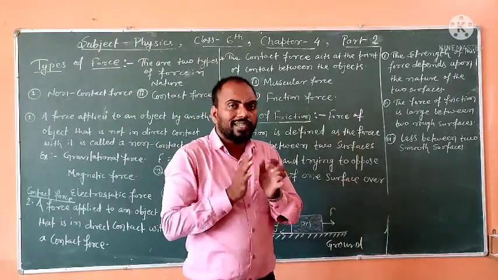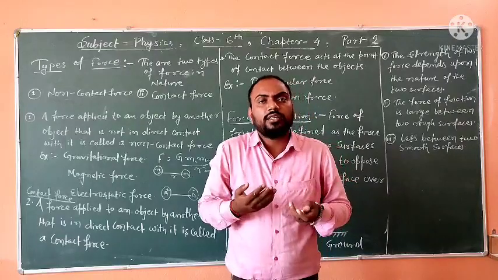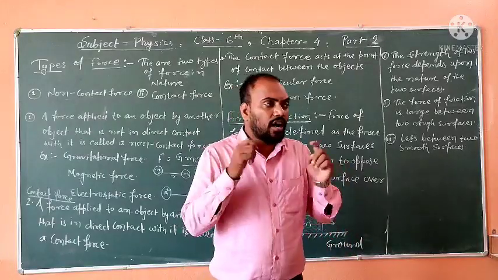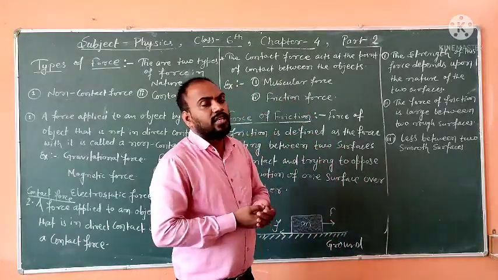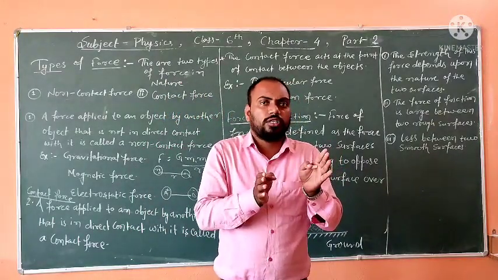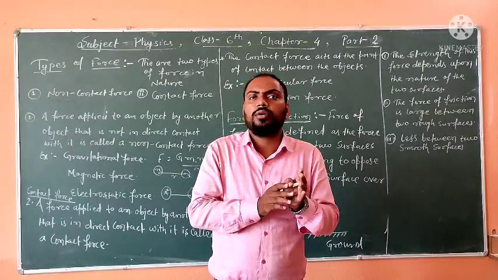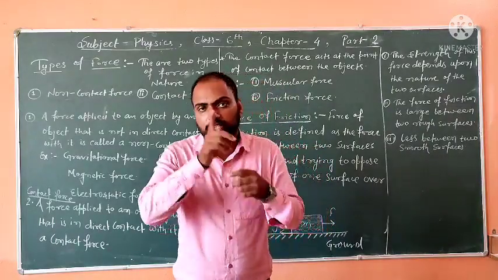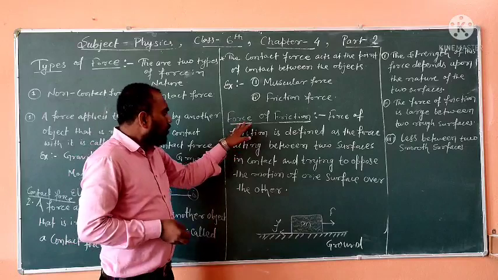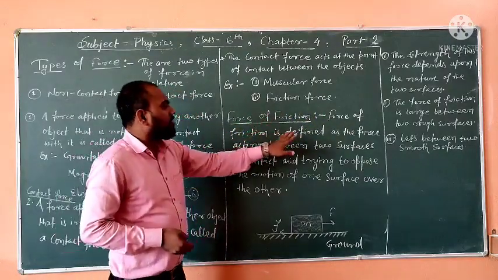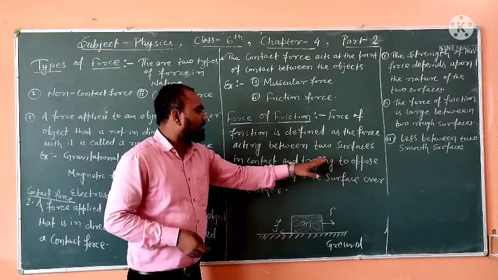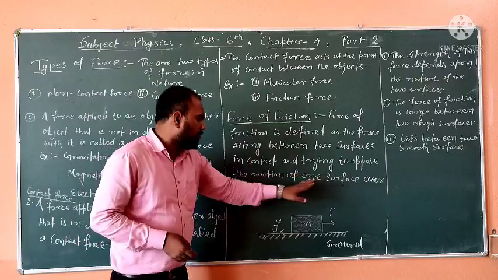When there are two bodies in contact and one body is trying to move over the surface of another body, a force is exerted between the surfaces which tries to stop the body, to oppose the motion of the first body. That is called friction force. Force of friction is defined as the force acting between two surfaces in contact and trying to oppose the motion of one surface over the other.